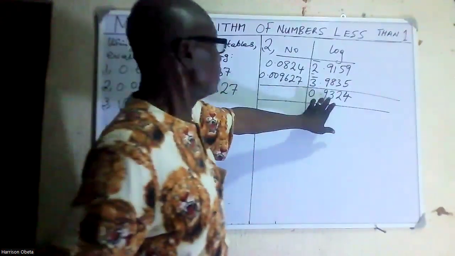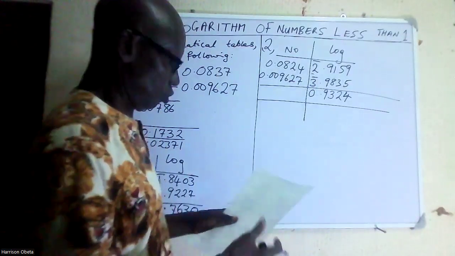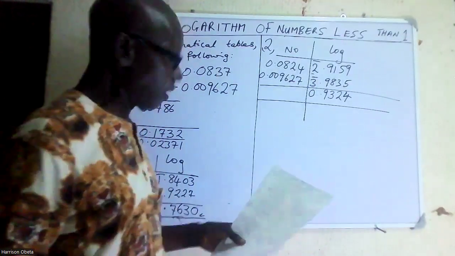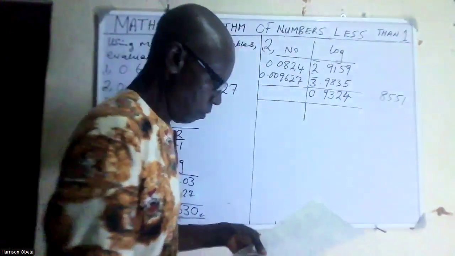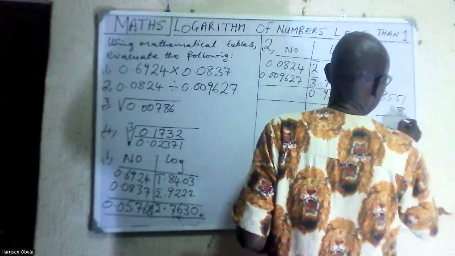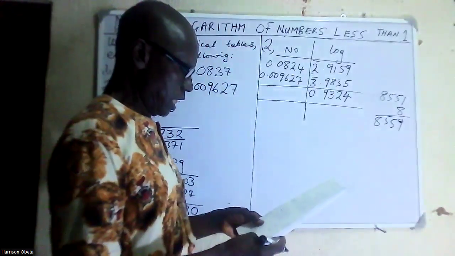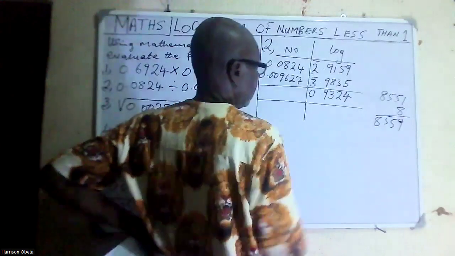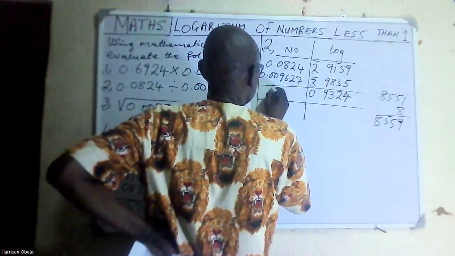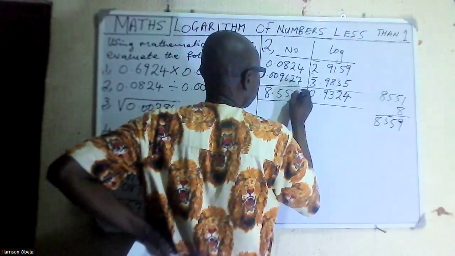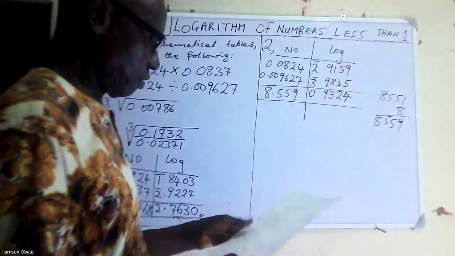So we have to check 0.9324 from anti-log. 93 under 2 will give us 8551. Difference 4 gives us 8. That is 8558. Since we have 0 as the characteristic, our final answer will be 1 digit before the decimal point. And that is 8.559 as our final answer to that. So that is that about that number.